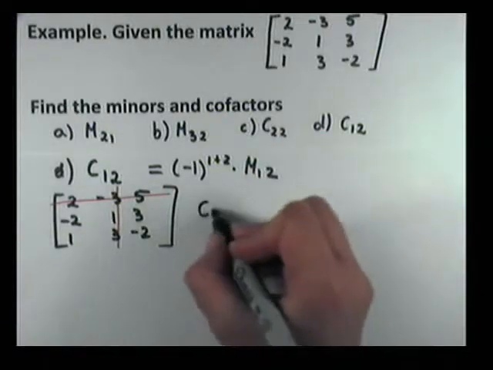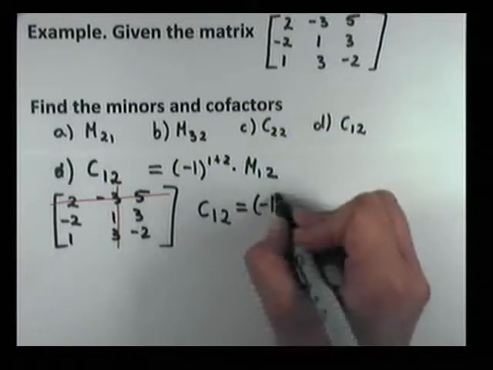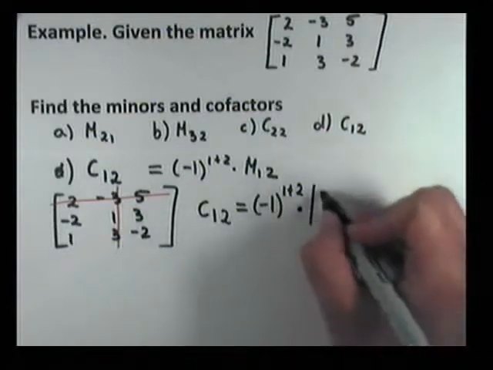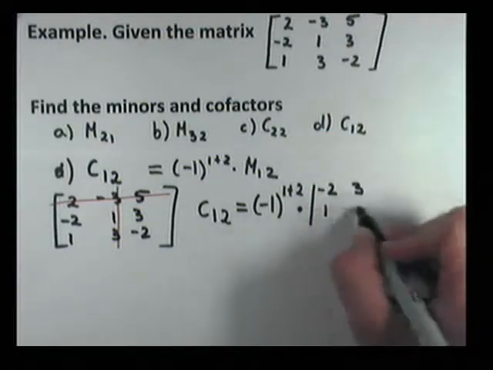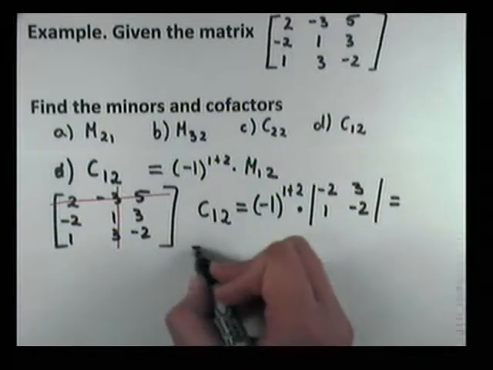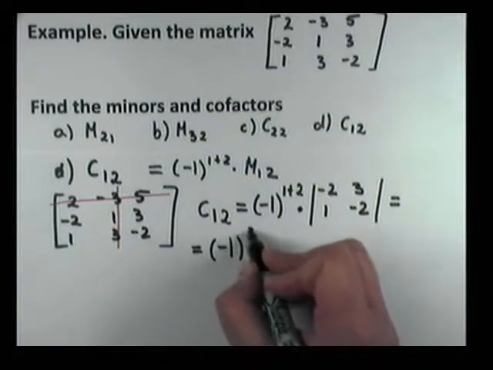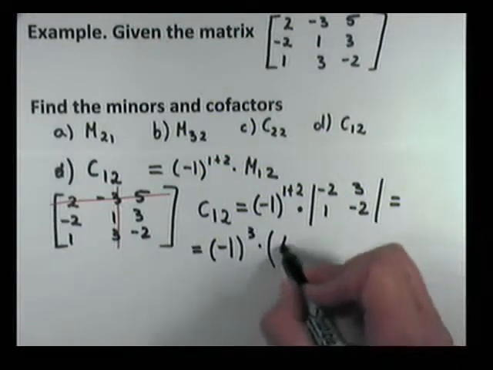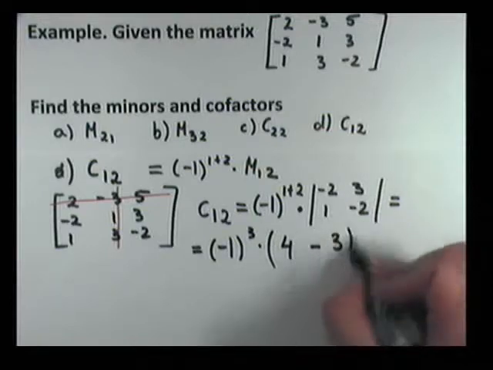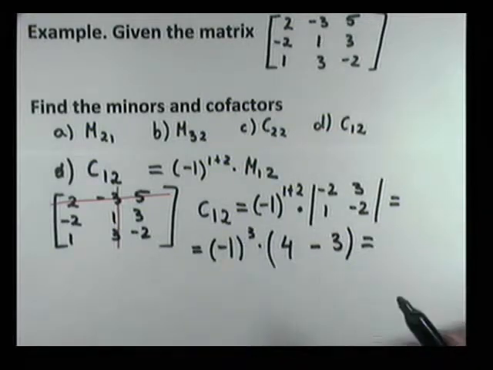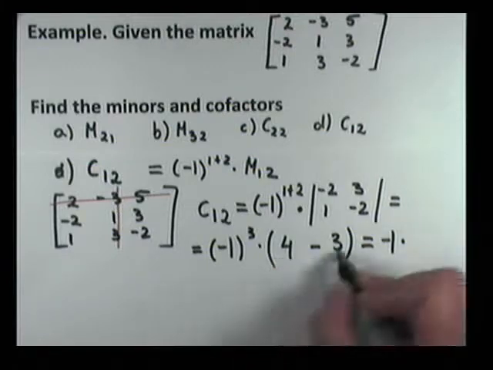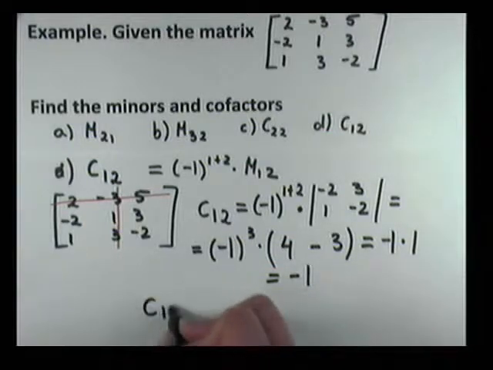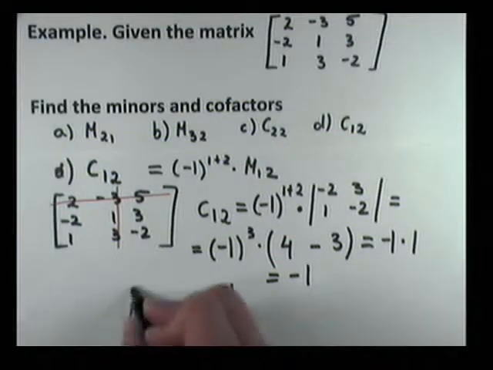So the cofactor 1,2 is minus 1 to the power 1 plus 2 times the minor, which is the determinant of what's left. So it's minus 2, 3, 1, and minus 2. This is equal to minus 1 to the power 3 times cross multiply: minus 2 times minus 2 is 4, minus cross multiply 3. So minus 1 to the power 3 is minus 1, times 4 minus 3 is 1. So this is equal to minus 1. So cofactor 1,2 is nothing else but minus 1.